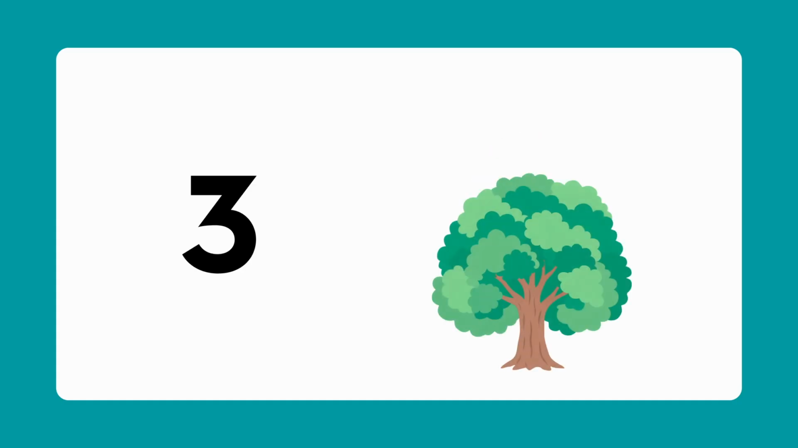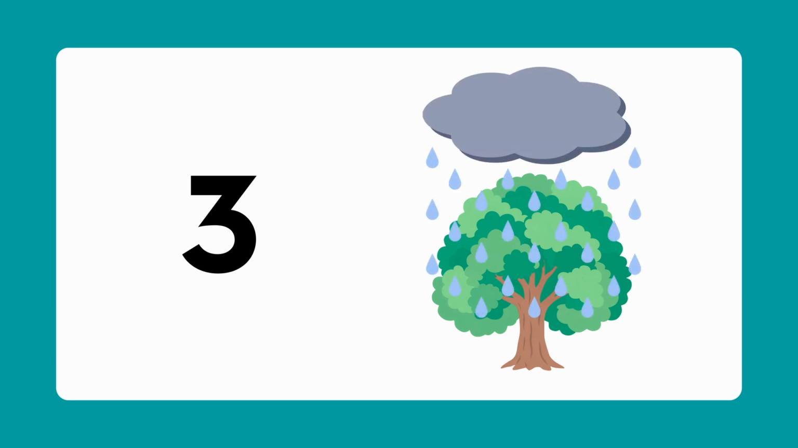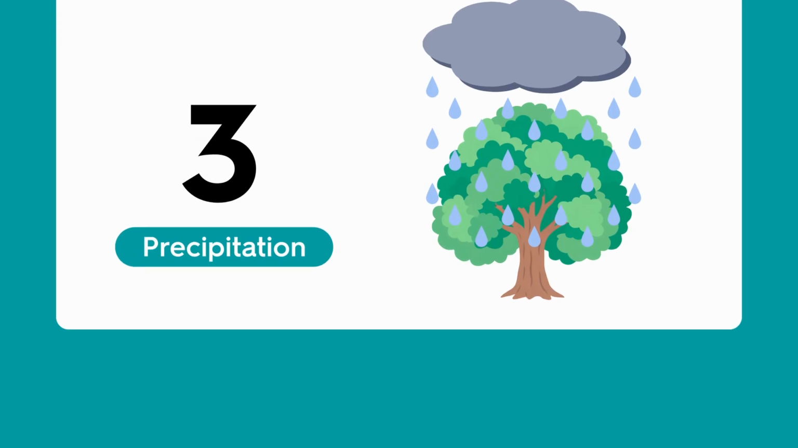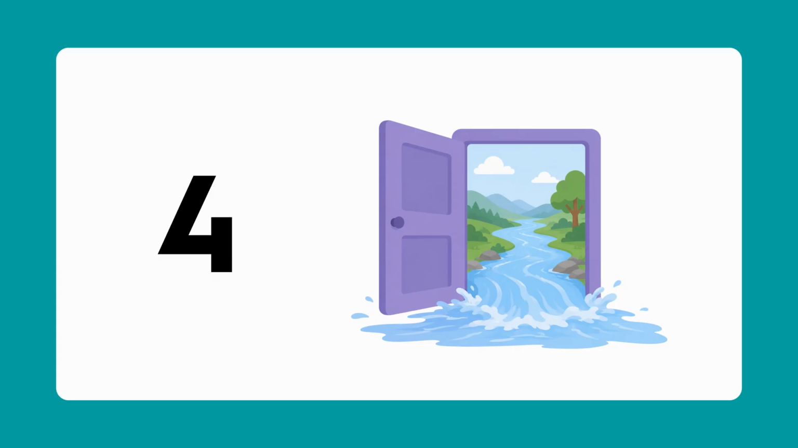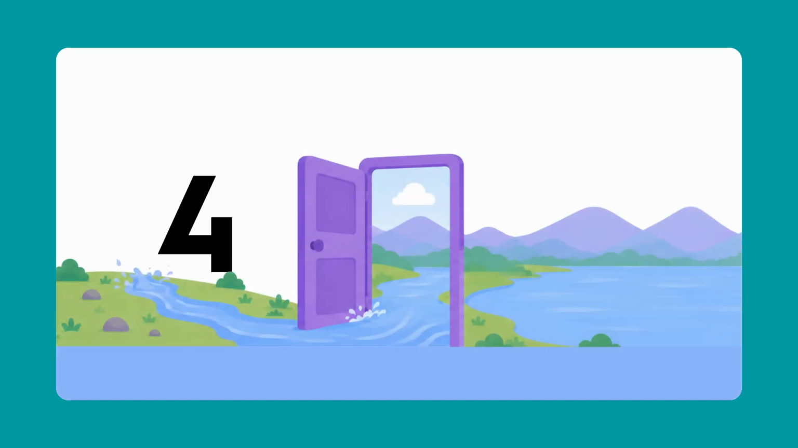Now, let's test it. What was stage 3? You might not immediately remember the word, but you can remember the tree. The tree is being soaked by rain. That leads you to precipitation. Now, try stage 4. You picture the door. Floodwater is rushing through it and gathering into a lake. That leads you to collection.